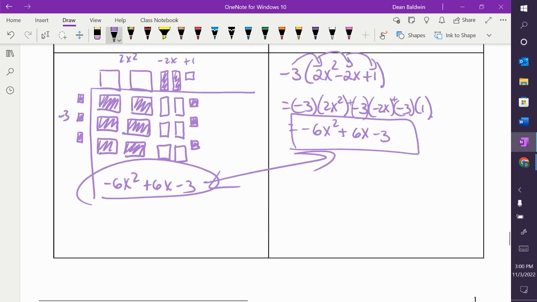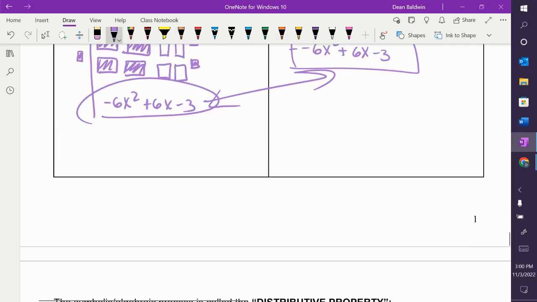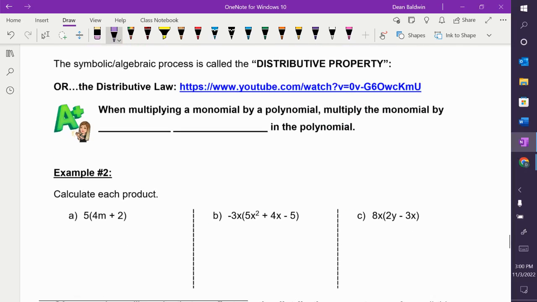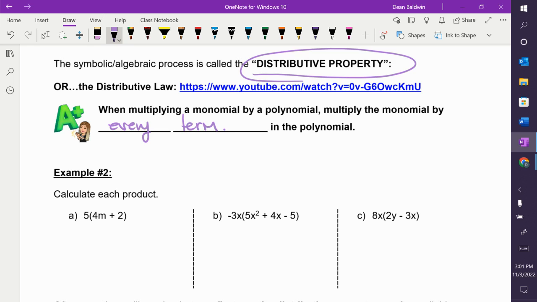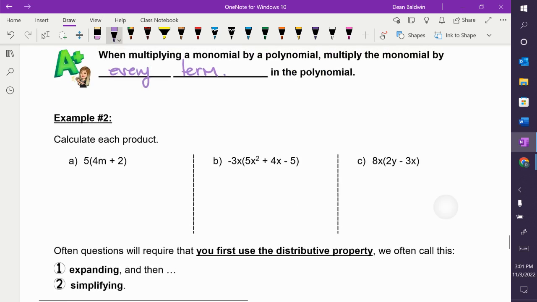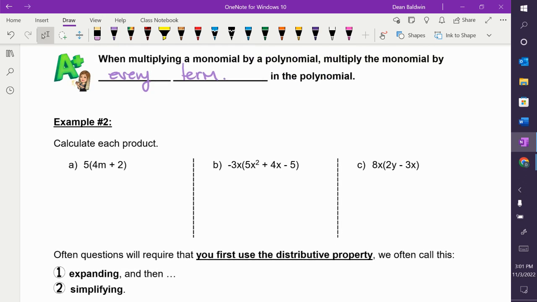Okay, can I flip it? This is called the distributive property. Because you're distributing that term that's on the outside to every term in the polynomial. So let's do these 3, and I'll give you a couple practice questions, and then we'll be done.